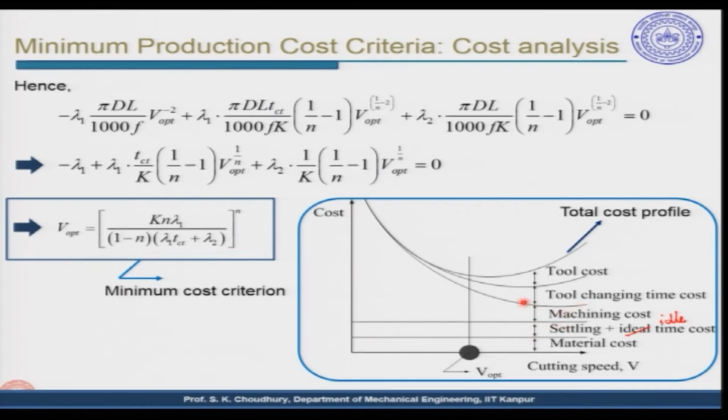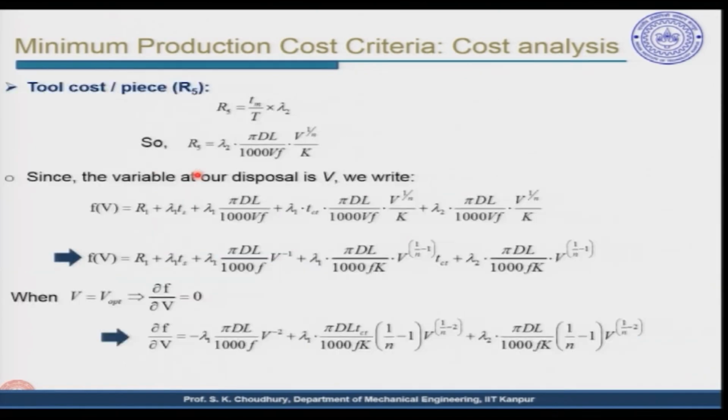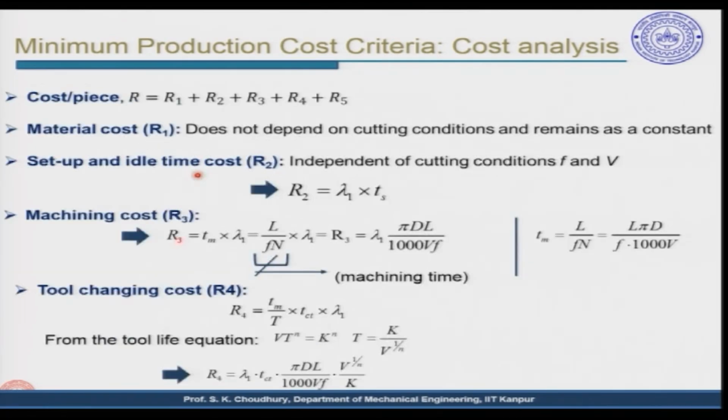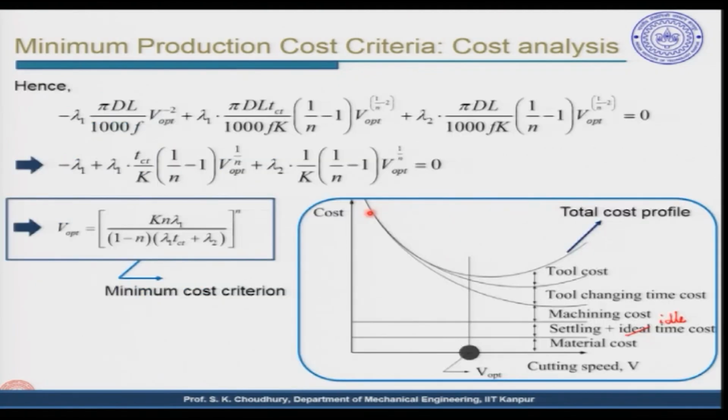Then the machining cost, and if you see the equation of the machining cost, it will be a nonlinear equation, because we have seen that the machining cost will be R3, this is lambda 1 pi d L divided by 1000 F into V to the power minus 1. So, this is the nonlinear equation, it is varying in this way. As the cutting speed is increasing, the machining cost will be reduced.